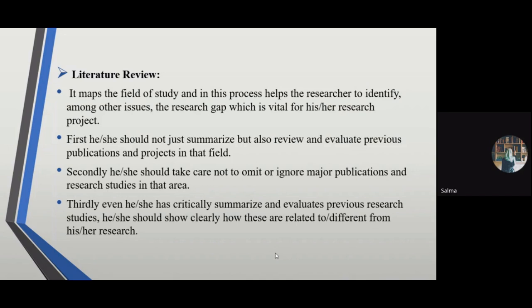For example, in a literature review, what you should do is, first, not just summarize but also review and evaluate previous publications and projects in the field. Second, he or she should take care not to omit or ignore major publications and research studies in that area. And thirdly, it has to critically summarize and evaluate previous research studies, and he or she should clearly select how they are related to his or her study now. Okay, that is literature review.